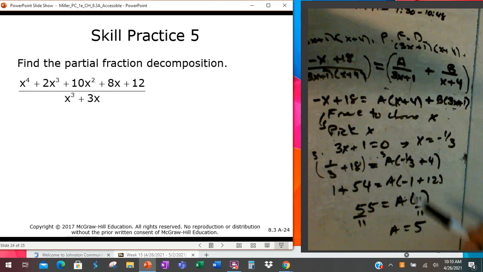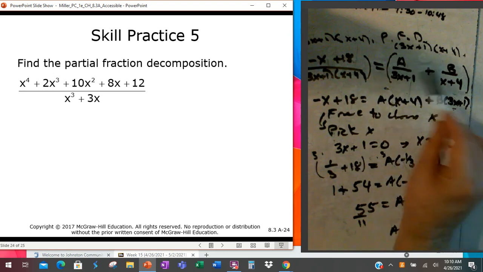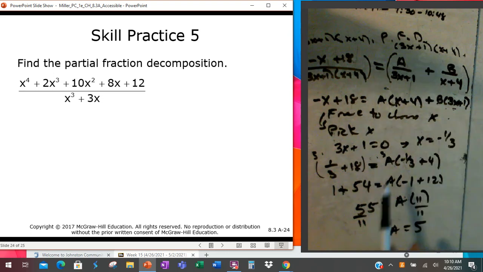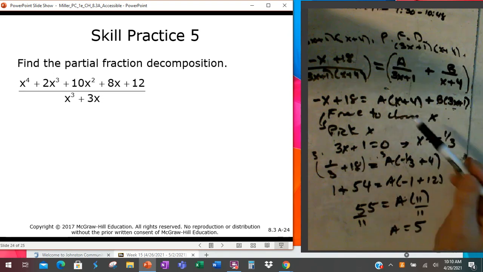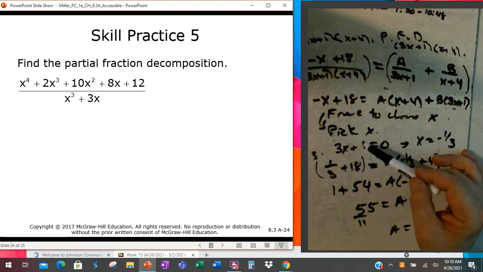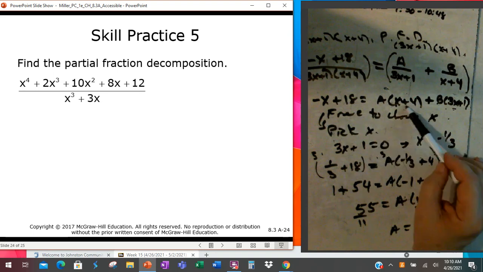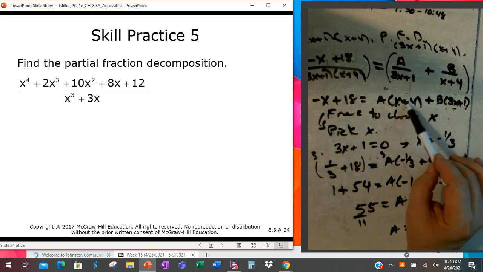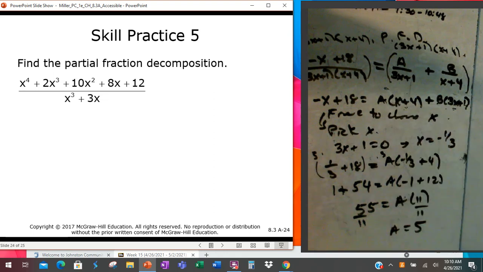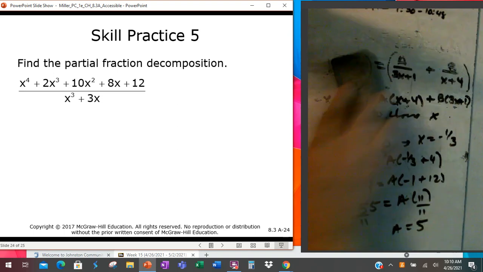Which is what we got a while ago when we did this, but it's just a different method to go through and solve for A and B using nice values of x that first set this equal to 0, then set that equal to 0, and then we can just solve for A and B. Okay, so that's the method of partial fraction decomposition.